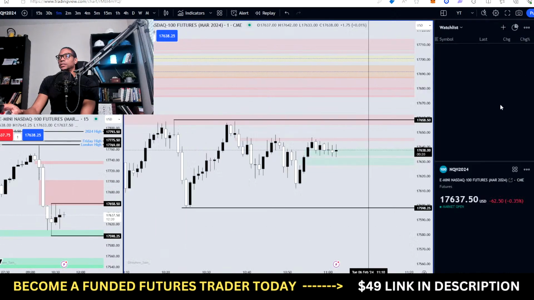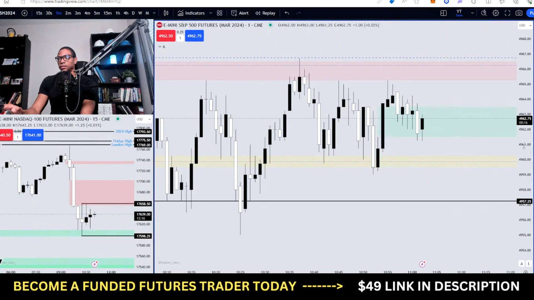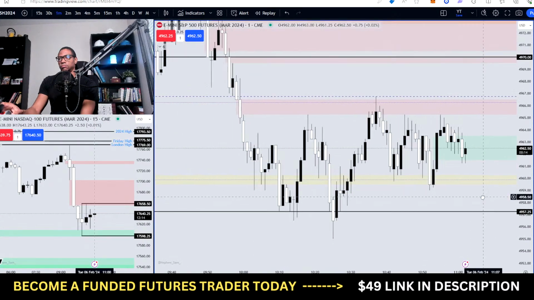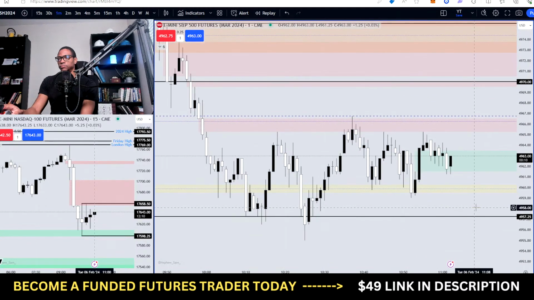Bounce over. Let's take a peek at ES and see if it's ripe for a long entry. See a couple subscribers eyeing this pair to see if they can find an entry here. It looks actually pretty similar to Nasdaq.